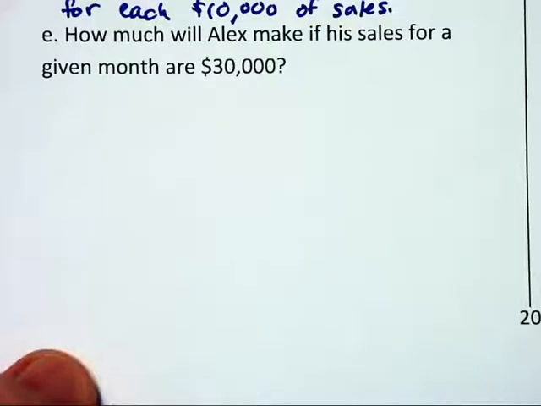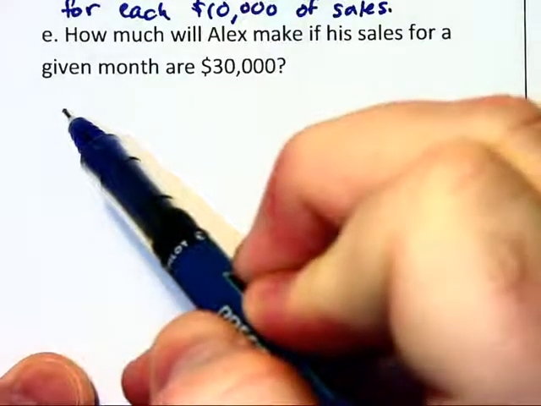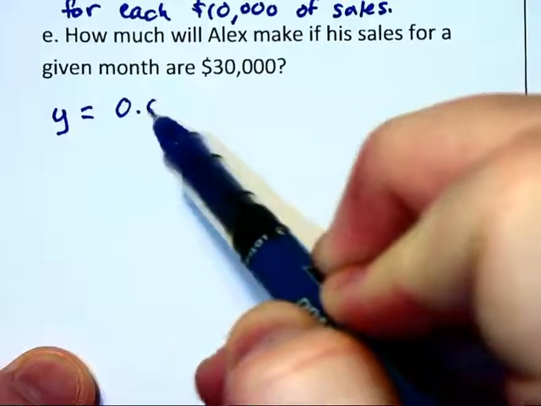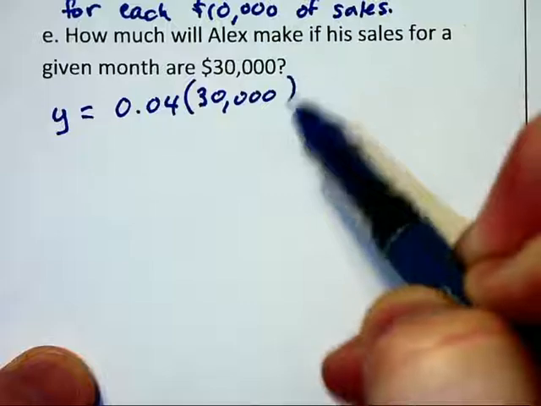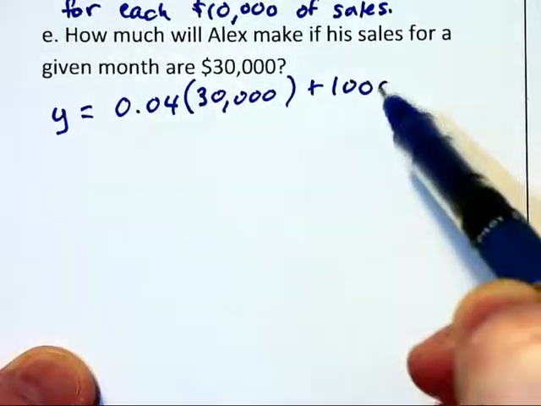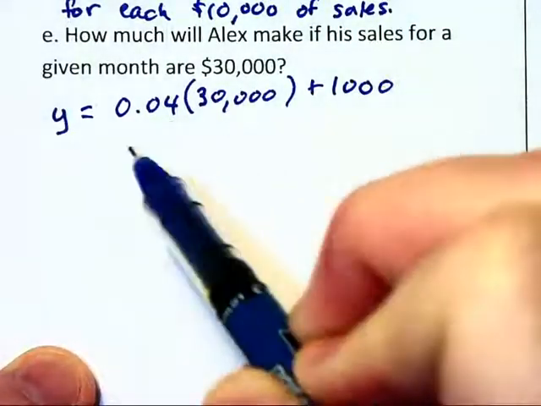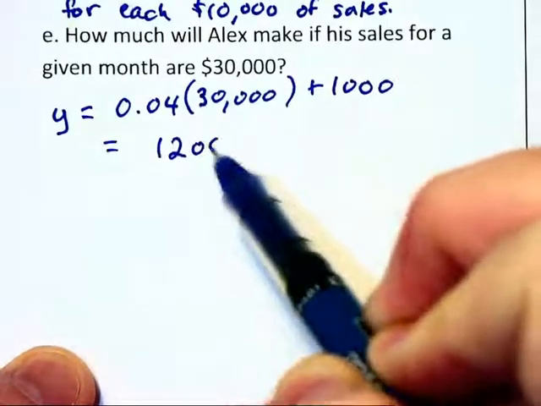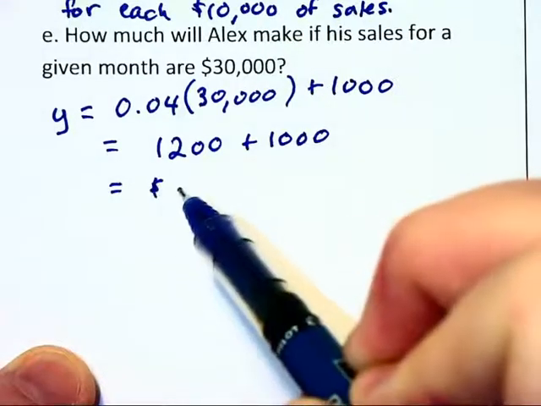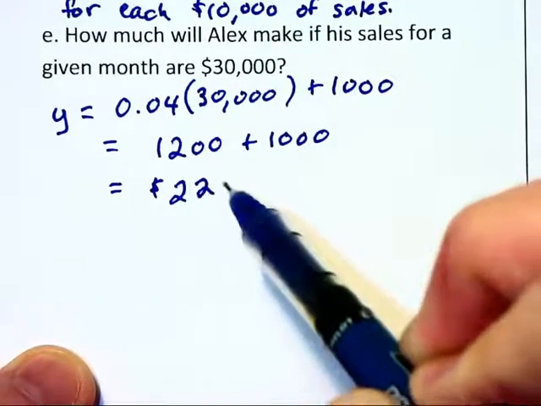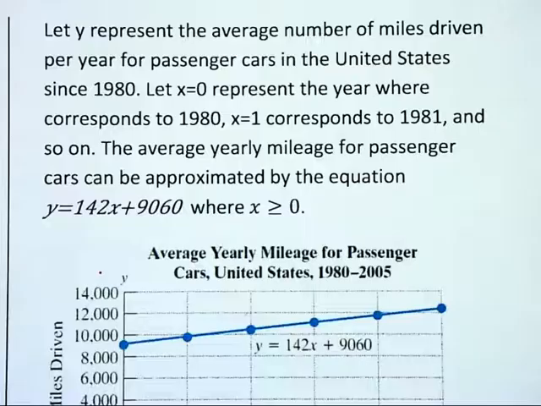How much will he make if his sales for 1 month are $30,000? Well, you are going to take your equation and substitute in 30,000 for x, as I'm doing here. So 0.04 times 30,000, that will be 1,200 plus his 1,000 base salary, and his salary for that month would be $2,200.